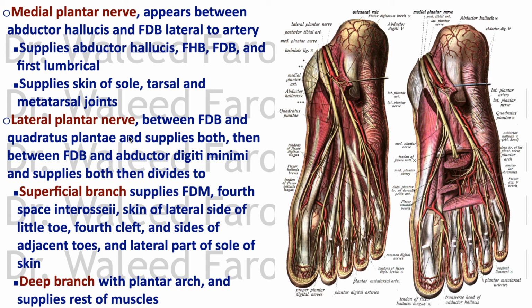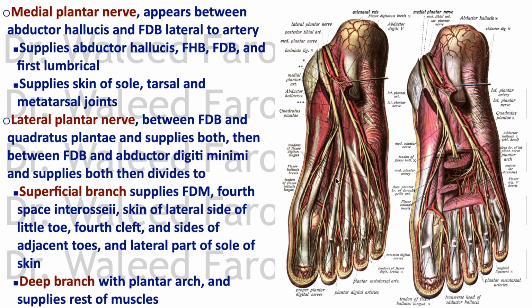The lateral plantar nerve passes between flexor digitorum brevis and quadratus plantae and supplies both, and then between flexor digitorum brevis and abductor digiti minimi on the lateral side of the foot, and supplies both, then divides into a superficial branch, the one you see here, and the deep branch. The deep branch is in the concavity of the plantar arch and supplies the rest of the muscles.